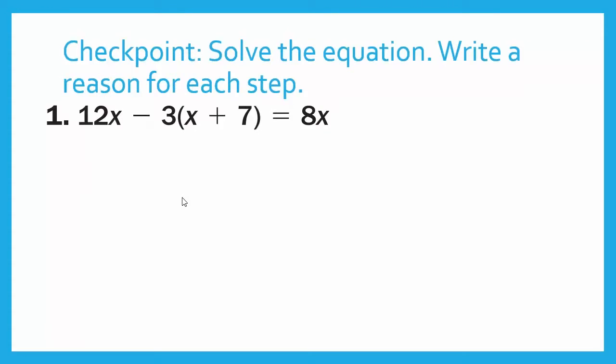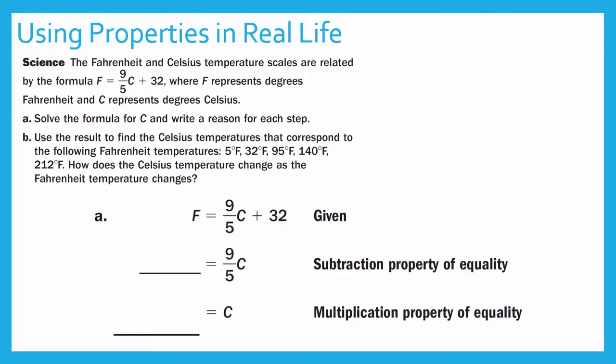All right, checkpoint problem number one, solve the equation and write a reason for each step. Using properties in real life, science. The Fahrenheit and Celsius temperature scales are related by the formula F is equal to 9/5 C plus 32, where F represents degrees Fahrenheit and C represents degrees Celsius. A, solve the formula for C and write a reason for each step. B, use the results to find the Celsius temperature that corresponds to the following Fahrenheit temperatures: 5 degrees, 32 degrees, 95 degrees, 140 degrees, and 212 degrees Fahrenheit. How does the Celsius temperature change as the Fahrenheit temperature changes?